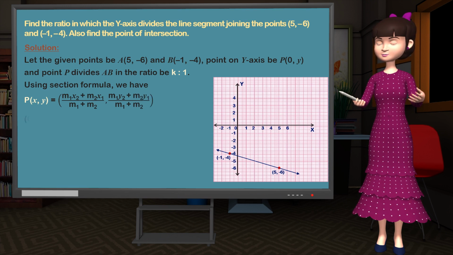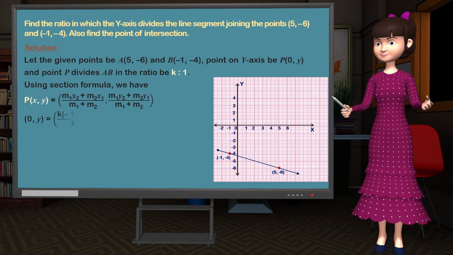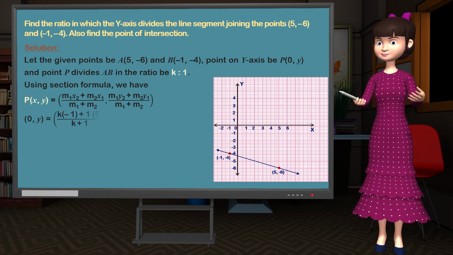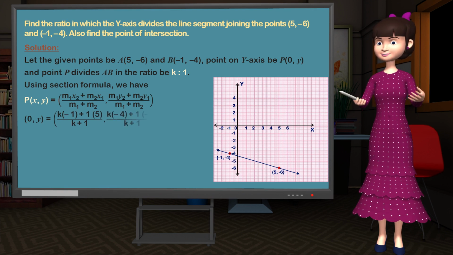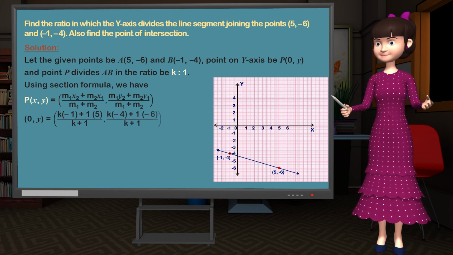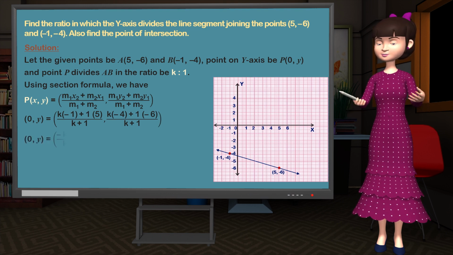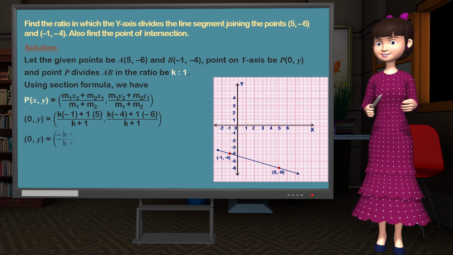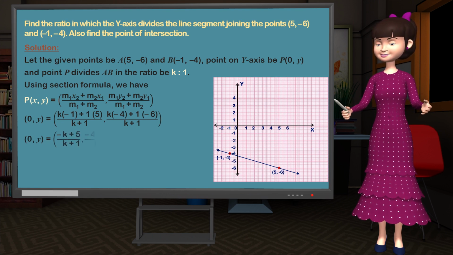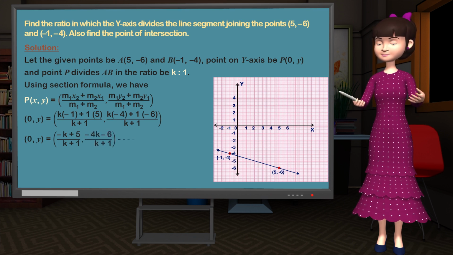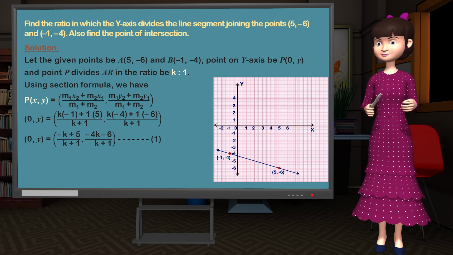That is, (0, y) is equal to ((k(-1) + 1(5))/(k + 1), (k(-4) + 1(-6))/(k + 1)). Solving this, we get (0, y) is equal to ((-k + 5)/(k + 1), (-4k - 6)/(k + 1)). Consider this as equation 1.